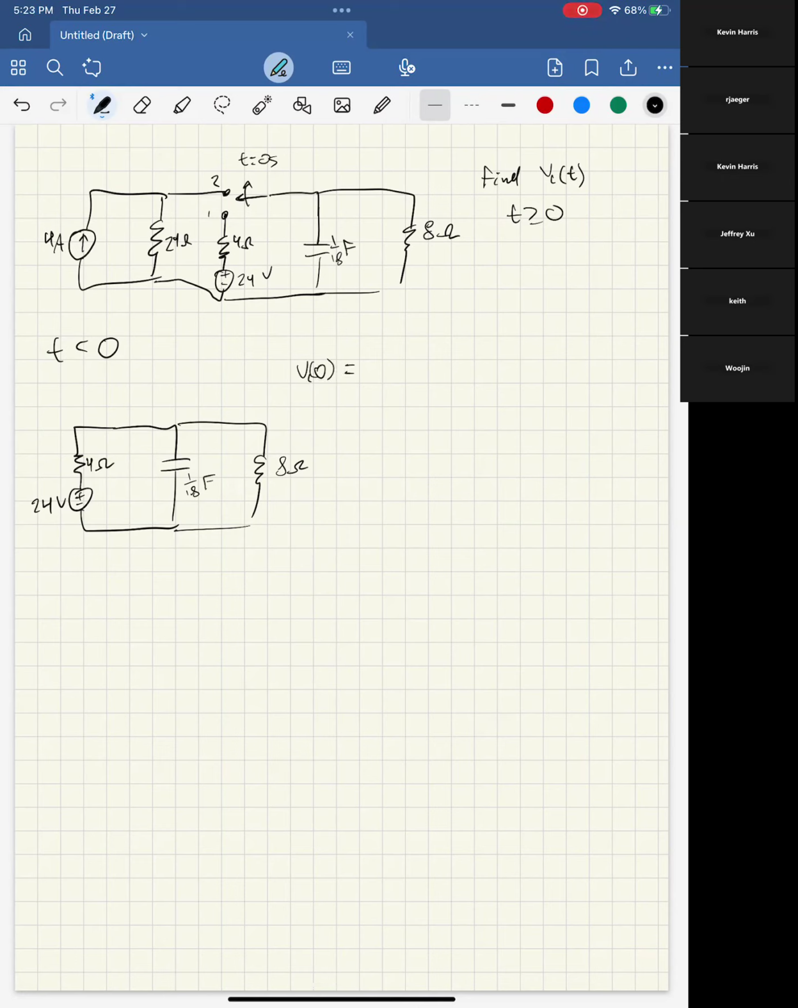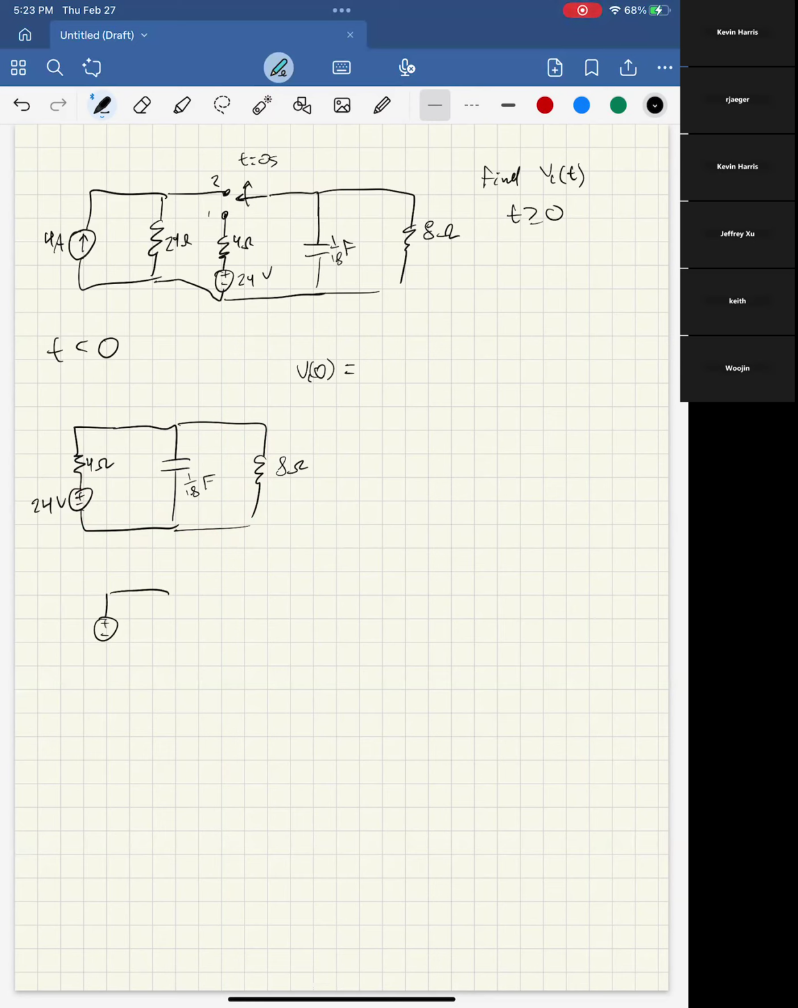VC of 0 in this case looks a bit more complicated than you've seen before, but again, just remember that the capacitor is an open circuit. So we can just say, okay, what is the voltage between this point and this point if this part of the circuit does not exist? So we only have this part, right? And this is again just voltage division.